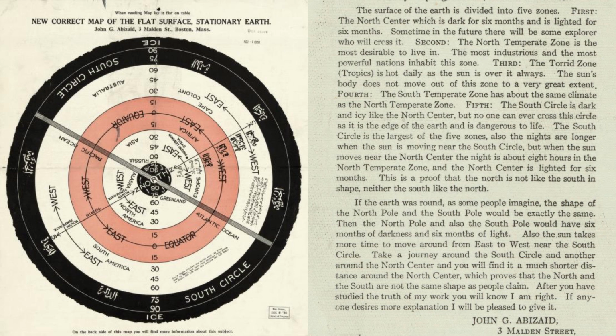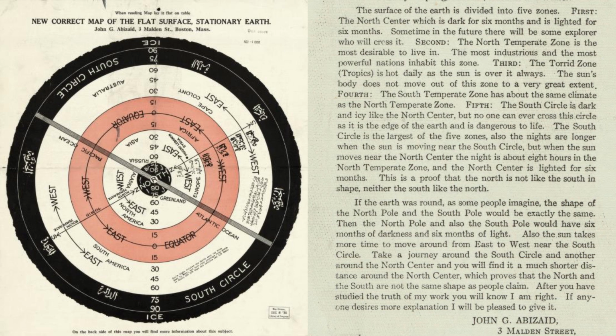Also, the nights are longer when the sun is moving near the South Circle, but when the sun moves near the North Center, the night is about 8 hours in the North Temperate Zone, and the North Center is lighted for 6 months. This is a proof that the North is not like the South in shape, neither the South like the North. If the Earth was round, as some people imagine, the shape of the North Pole and the South Pole would be exactly the same. Then the North Pole and also the South Pole would have 6 months of darkness and 6 months of light.